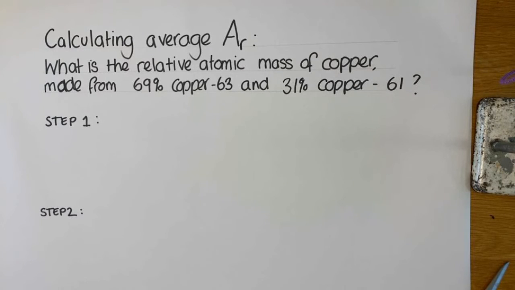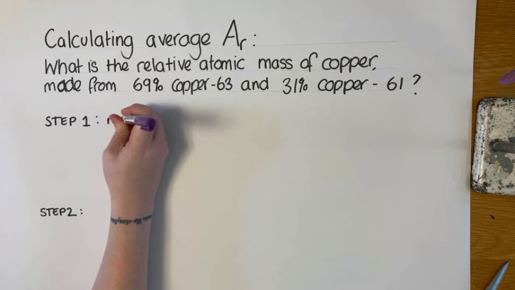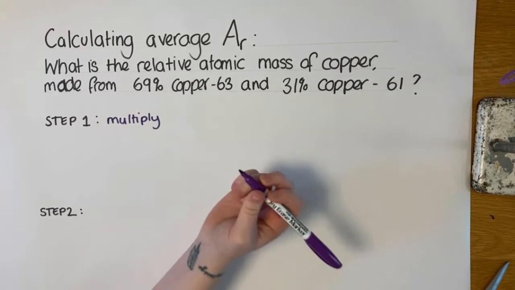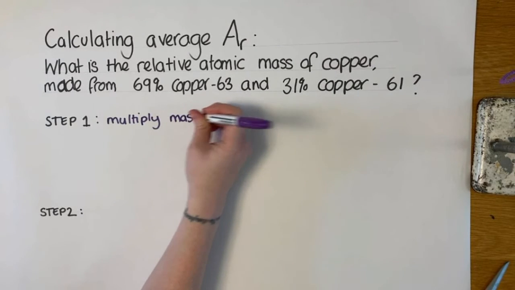So in this question, you're asked to calculate the relative atomic mass of copper that is made up from copper 63, that makes up 69% of the total, and copper 61, which makes up 31% of the total. So there are two steps to doing this calculation. Step one is that you multiply the mass of each isotope by the percentage that makes it up.